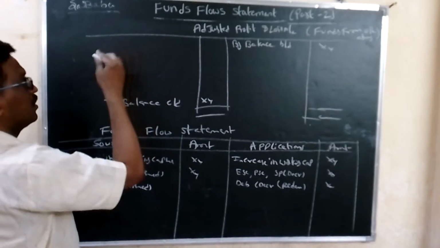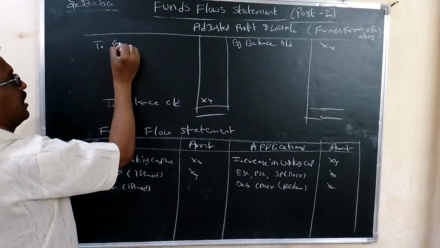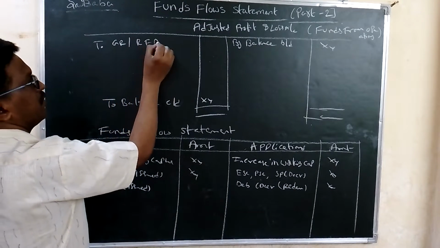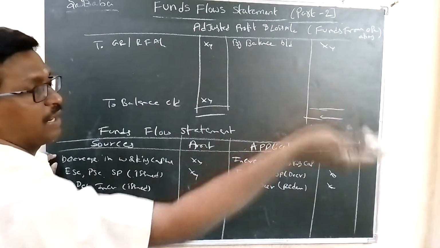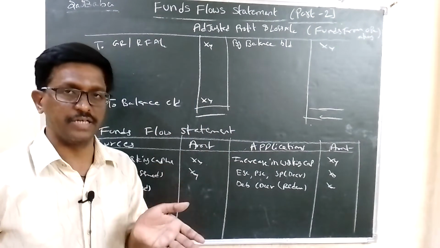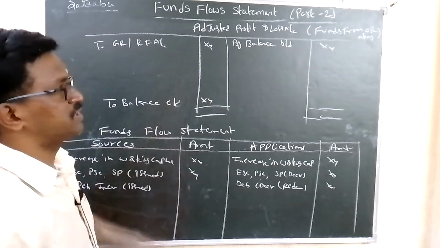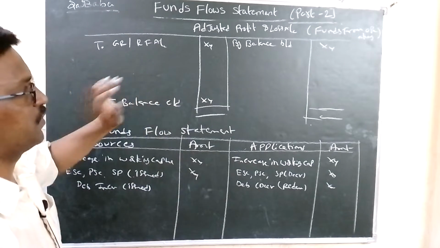So here we write general reserve and reserve fund, which will be shown in the ledger. If there is an increase in the P&L account, the amount will be shown in the adjusted P&L account. General reserve and reserve funds are shown in the adjusted P&L account.